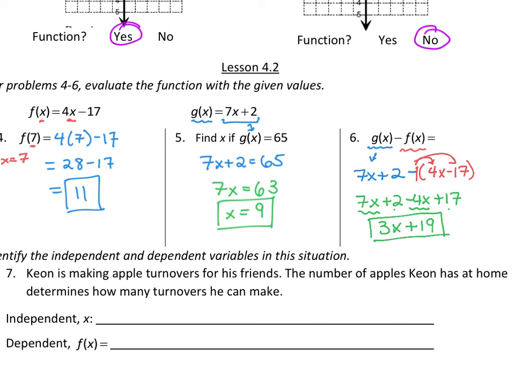You might be asked on the test to do all sorts of things to the functions. So for example, if I said g of x plus 2, it might be asking me to go ahead and add 7x plus 2 plus another 2. So that would be 7x plus 4. So there's all sorts of things they might ask you to do in order to rewrite your function.